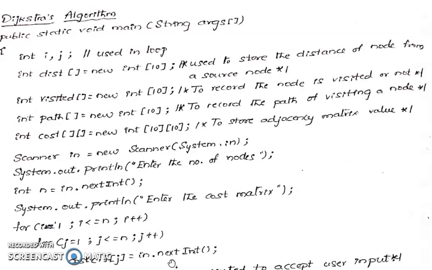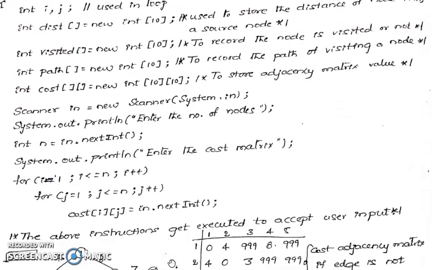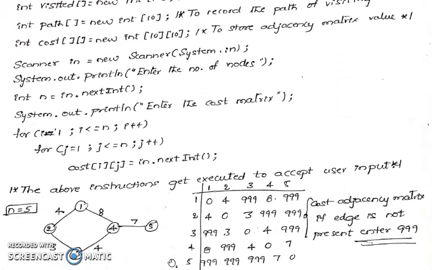Suppose I have considered an input graph like this. Let us see, this is my input graph. It consists of a total of 5 vertices, so the number of vertices is equal to 5. For the statement enter the number of nodes, my input is 5, n is equal to 5. Next, enter the cost adjacency matrix. This is my input for this particular statement.